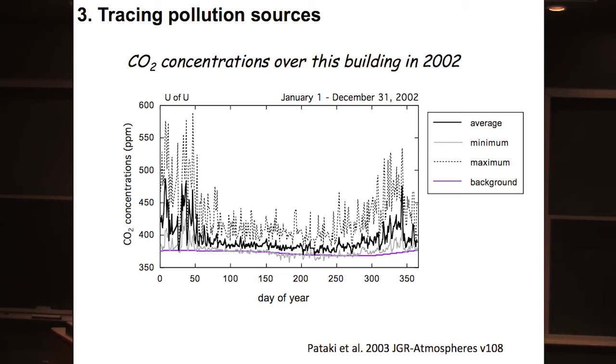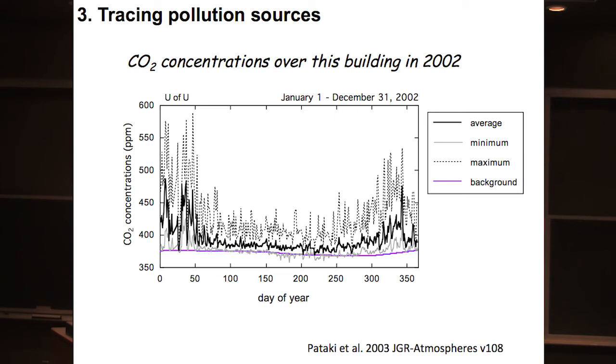The background, wow, look how the background has changed since we did this study. The background's much higher than this. But back in those days, it was about 370 ppm. Now it's over 400 ppm. But in the winter, the local concentrations here were going to 550, 600 ppm. Since this time, we've seen 700 ppm here in the winter.